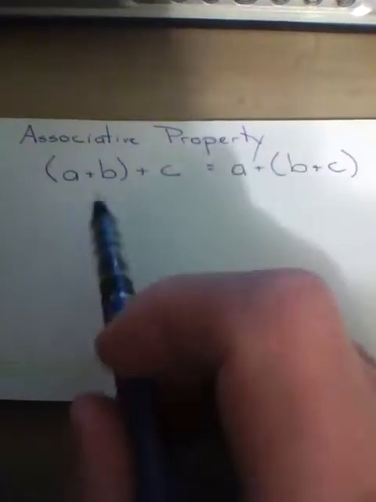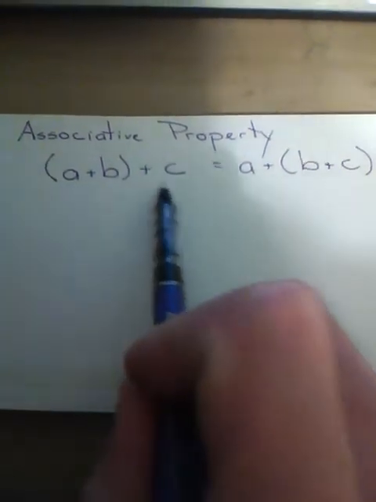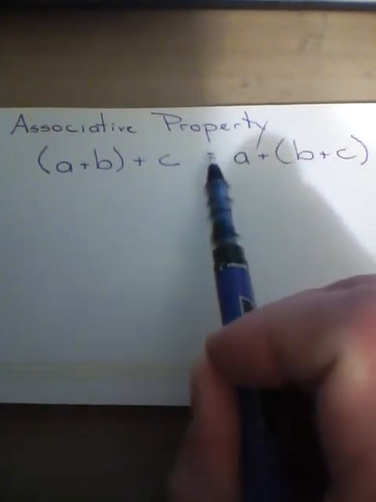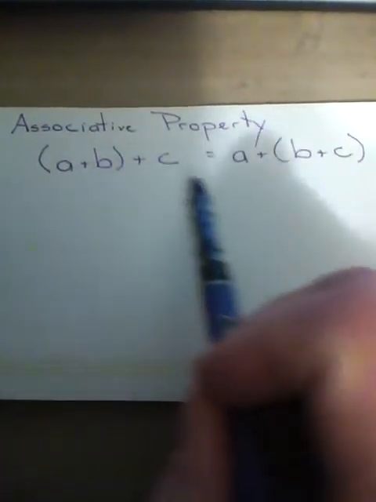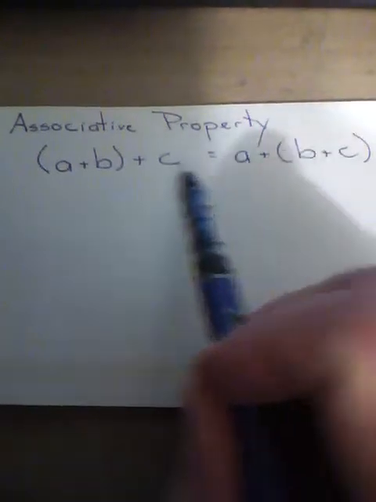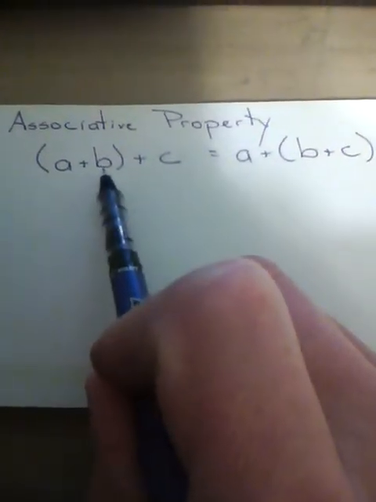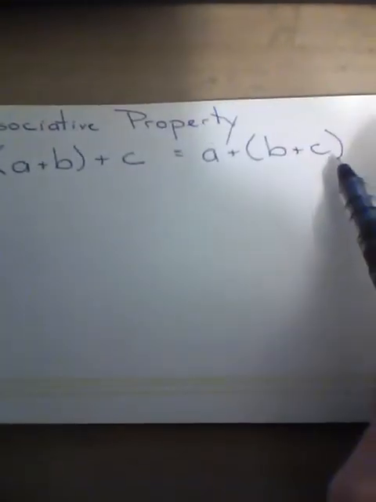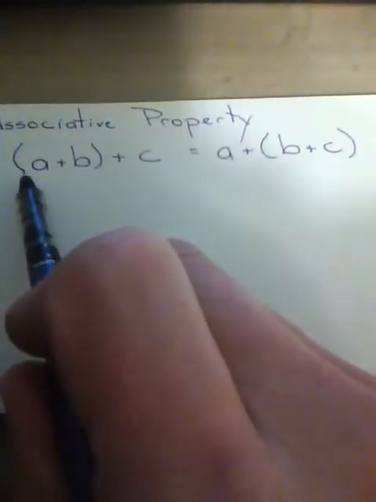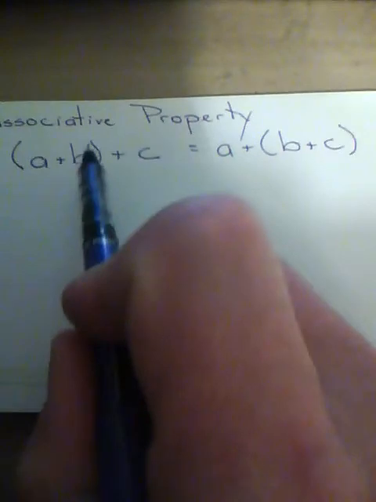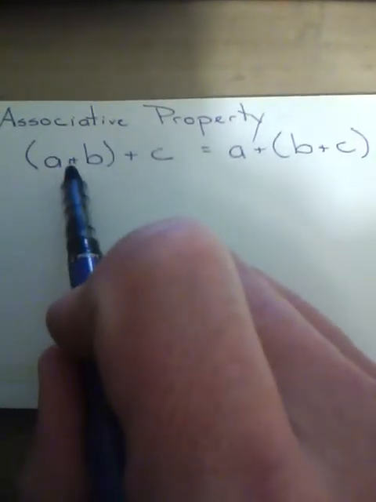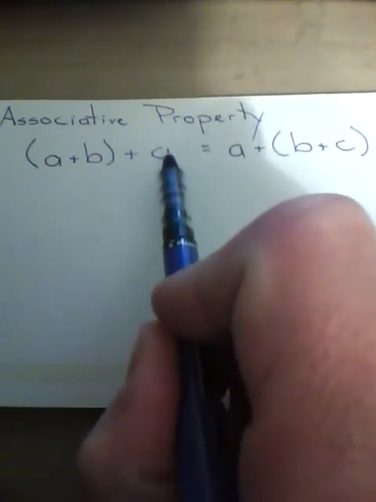The first thing I notice about this problem is, notice all the variables stay in the same order on both sides of the equal sign. So A is first here, A is first on the other side of the equal sign. B is second here, B is second over here. C is third over here. The only thing that changes is the parentheses. Notice over here, A and B are grouped together. They are associating with each other. C is on the outside.